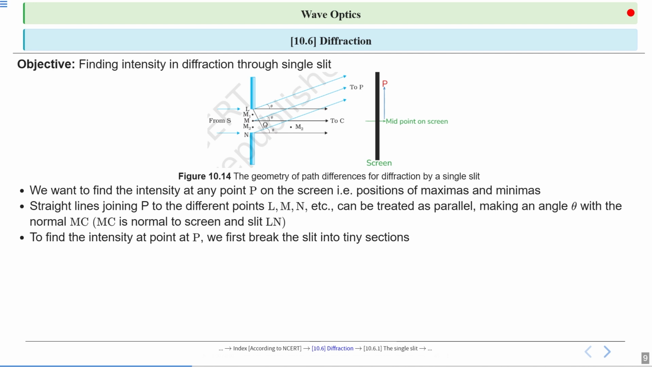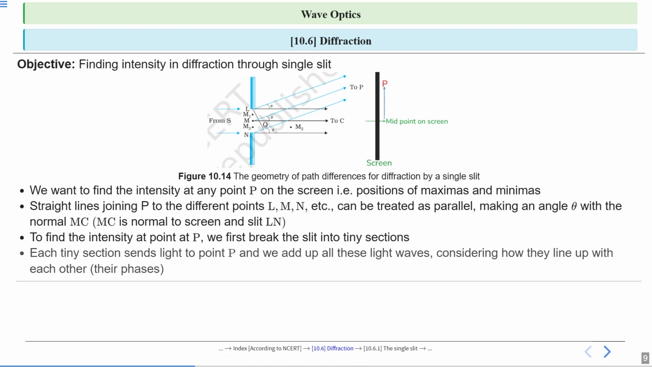To proceed, we break the slit into tiny sections. This approach allows us to consider each section as a source of light waves. By doing this, we can analyze how each section contributes to the overall intensity at point P. So we have divided the slit into tiny sections, and each tiny section sends light to point P. We need to add up all these light waves.